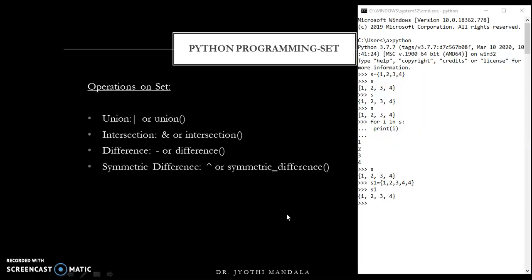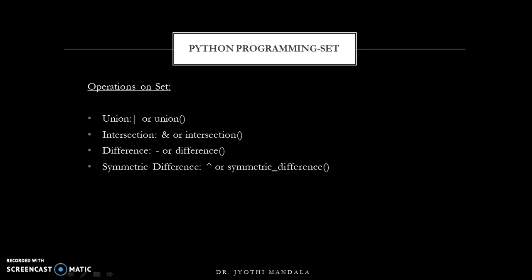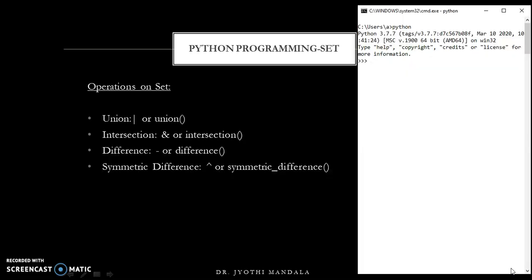Right? So what we need to do is create two sets first, and on those two sets let us perform these operations. To do that, let us move to the command prompt and create two sets. I am creating S1 with the values 1, 2, 3, 4, and S2 with the values 6, 7, 3, 2, 9, 4. So these are two sets. S1 has these values, S2 has these values.